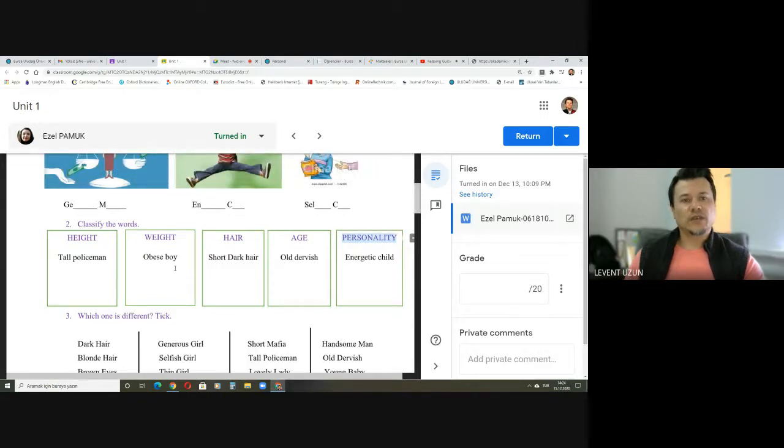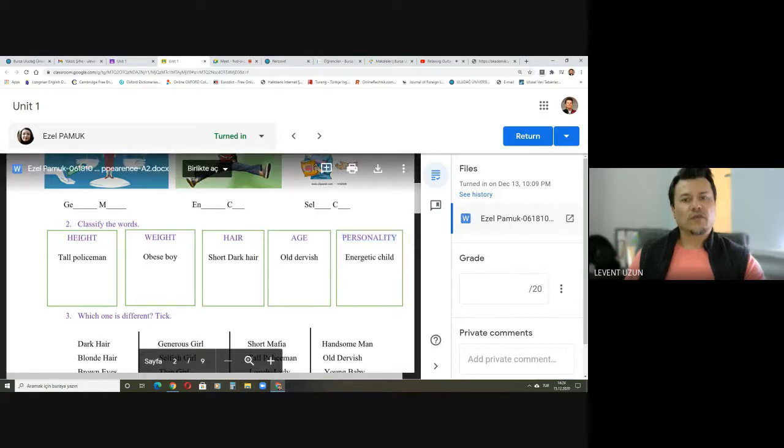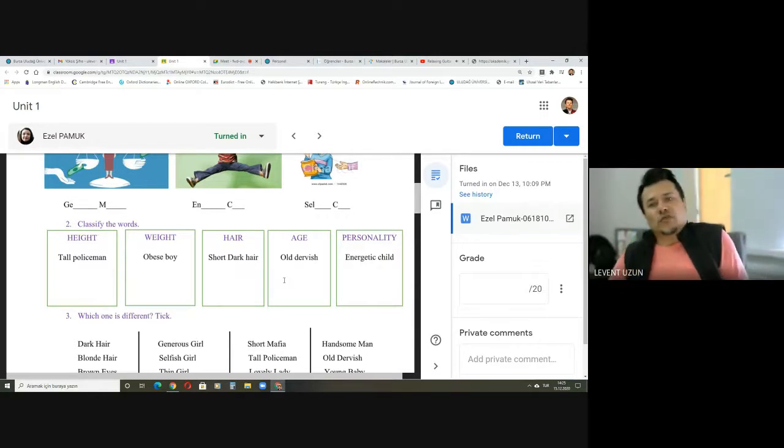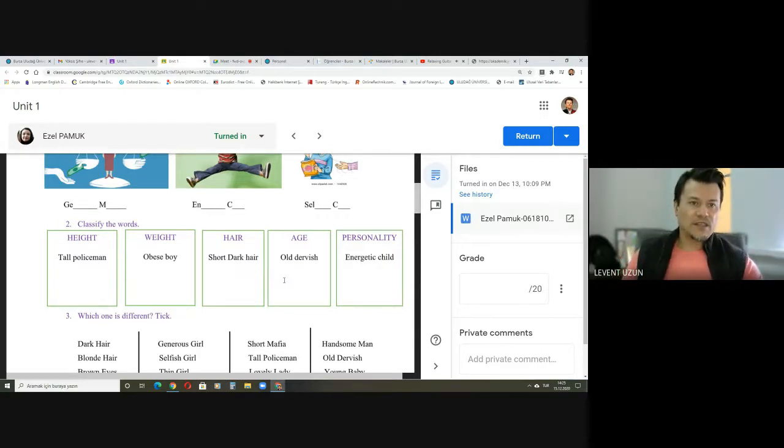This is what we are doing here. This is the purpose of this. But before asking them to classify these words here, you need to teach them these words. Personality, age, hair, weight, height. Do you understand? Because this is the purpose. Yes. As English teachers, we don't ask people to classify things. We teach vocabulary.